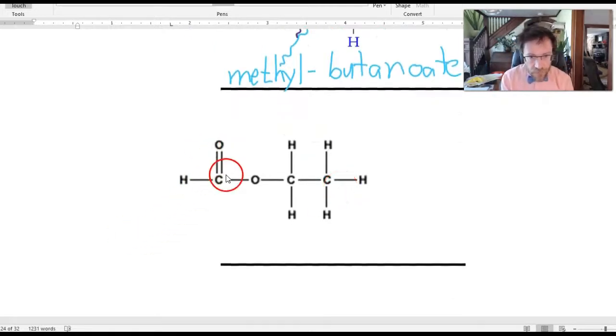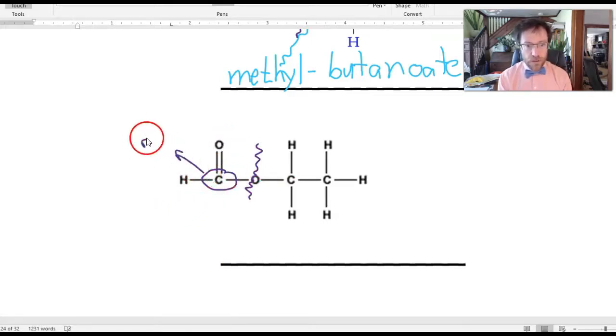So here's our functional group right here. Carbon, oxygen. So I'm going to split it right down the middle. This is the side with my double bonded oxygen, so this is going to be my root. And this will be my alkyl. The root has 1 carbon, so it'll be methane.